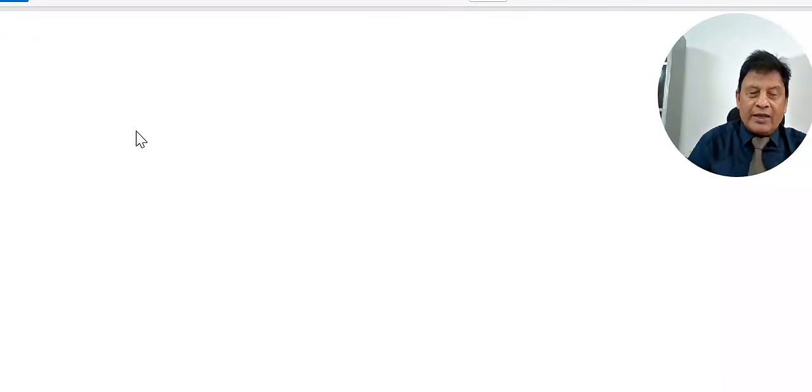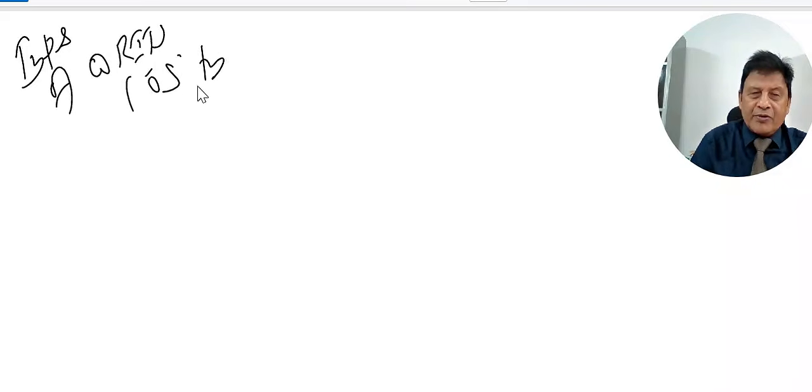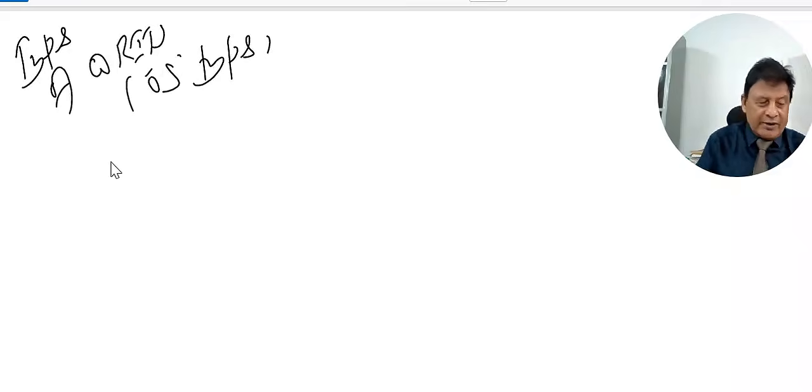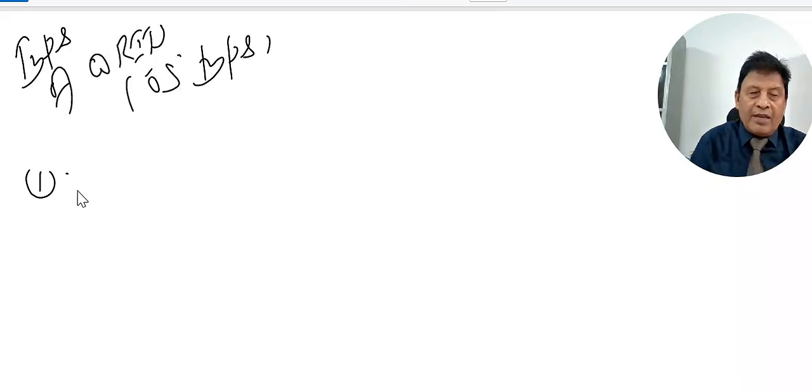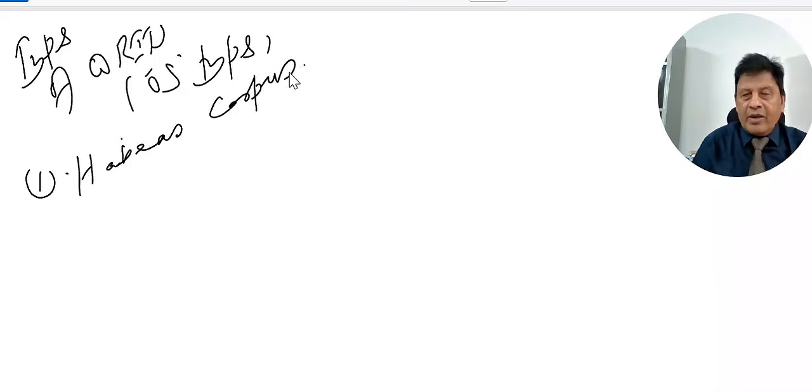Then come to the types of writs. Writs होते हैं, 5 प्रकार के होंगे. 5 types. One is called habeas corpus. A very brief मैं आपको पिक्चर दे रहा हूं.